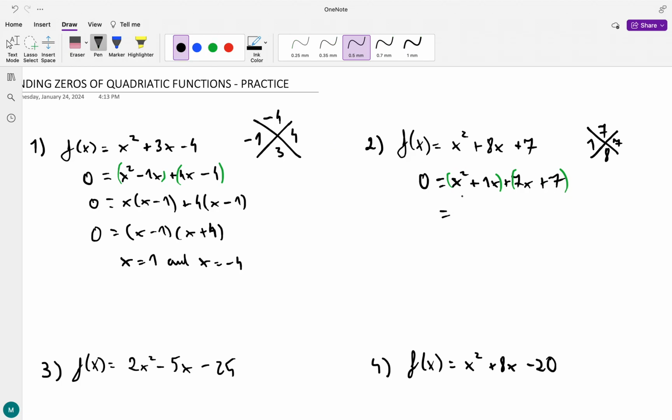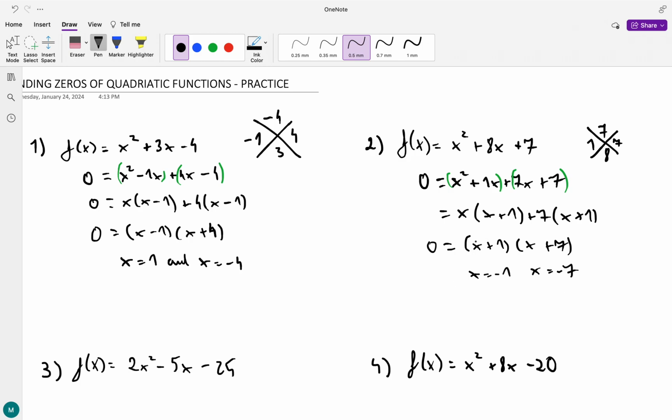Okay, so from the first one, let's factor out x, and we are left with x plus 1. From the second one, let's factor out +7, and we are left with x plus 1. So it seems that we are left with x plus 1 and x plus 7. So our two zeros will be x equal to -1 and x equal to -7.